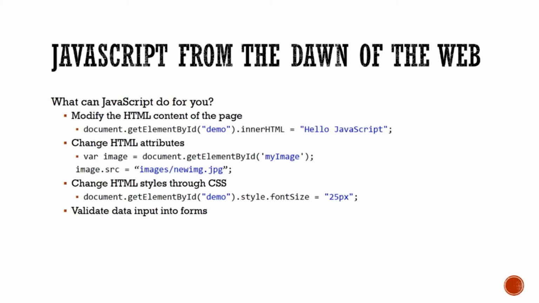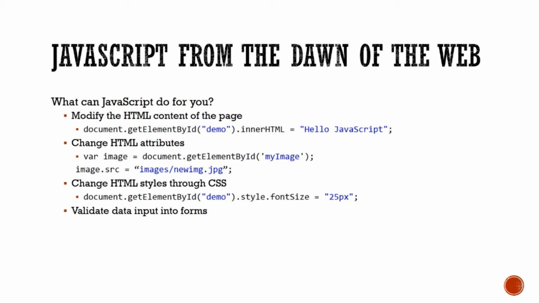document.getElementById, demo is the element that I want to focus on, and then I want to access the innerHTML, but I don't just want to view it. Notice we're setting it equal, that's an assignment operator. And so we're setting it equal to a string, "Hello JavaScript." If we were to execute that code, it would parse the page, locate a div element given the ID of demo, and then modify the HTML to say, "Hello JavaScript."